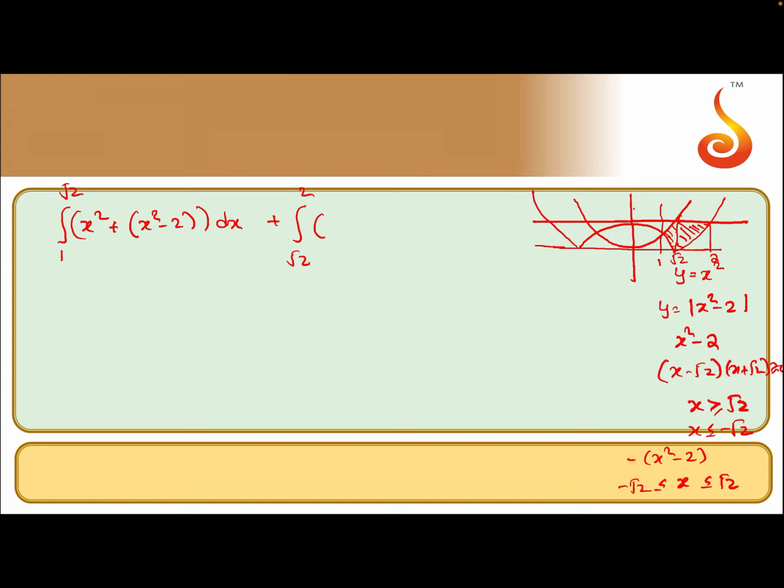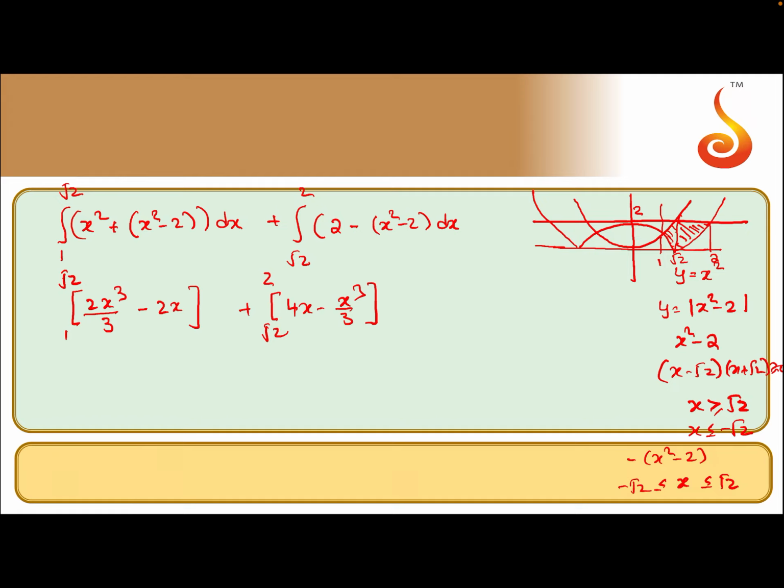This is the y is equal to 2 line. 2 minus this graph will be x square minus 2 dx. So what we get here is, from 1 to root 2, 2x square means 2x cube by 3 minus 2x, plus, from root 2 to 2, this is nothing but 4x minus x cube by 3.